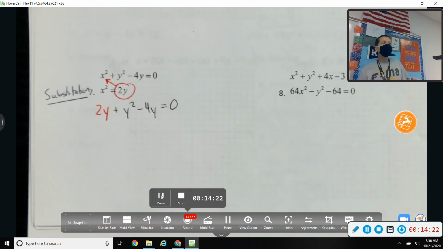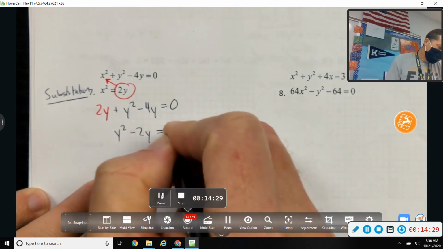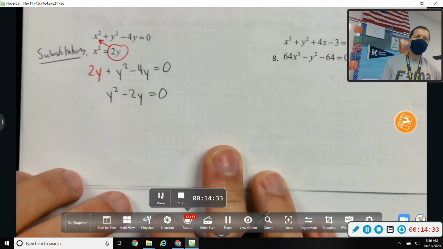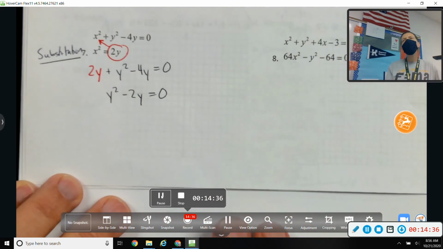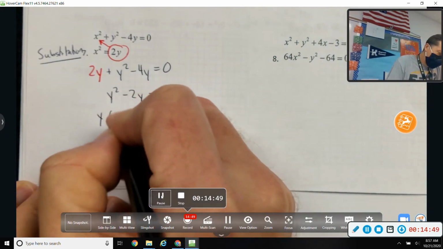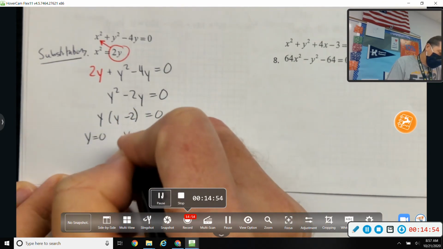And now I have an equation with one variable. This should be easy to solve. Y squared minus 2y equals 0. And then here's the second reason I picked number 7 to do. What do I need to do to solve that? I could complete the square. I could use the quadratic formula, but even easier than that, just take y out. So y equals 0 and y equals 2.